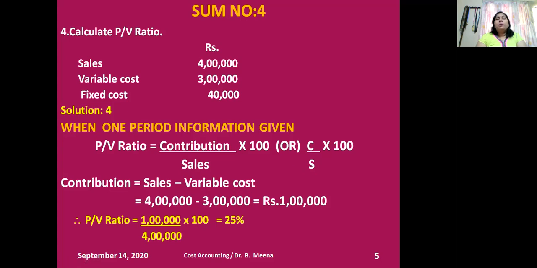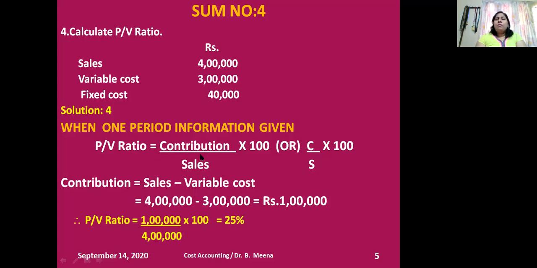How to calculate the contribution? By comparing S minus V. S stands for sales, V stands for variable cost. So my sales is 4 lakhs, variable cost is 3 lakhs. So what is my contribution? 1 lakh. Then automatically I can substitute in the PV ratio formula.